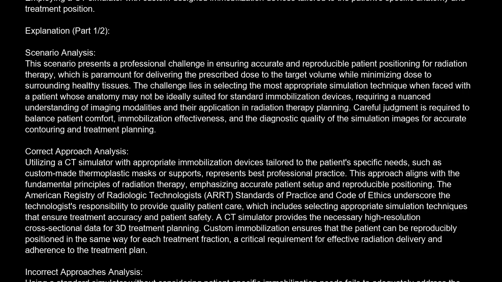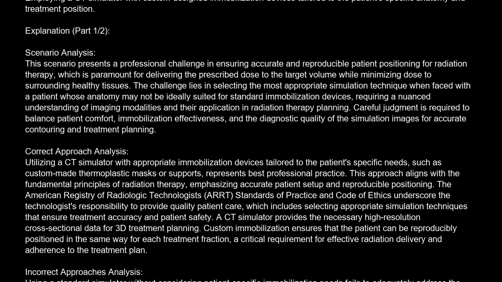The challenge lies in selecting the most appropriate simulation technique when faced with a patient whose anatomy may not be ideally suited for standard immobilization devices, requiring a nuanced understanding of imaging modalities and their application in radiation therapy planning. Careful judgment is required to balance patient comfort, immobilization effectiveness, and the diagnostic quality of the simulation images for accurate contouring and treatment planning. Correct approach analysis.